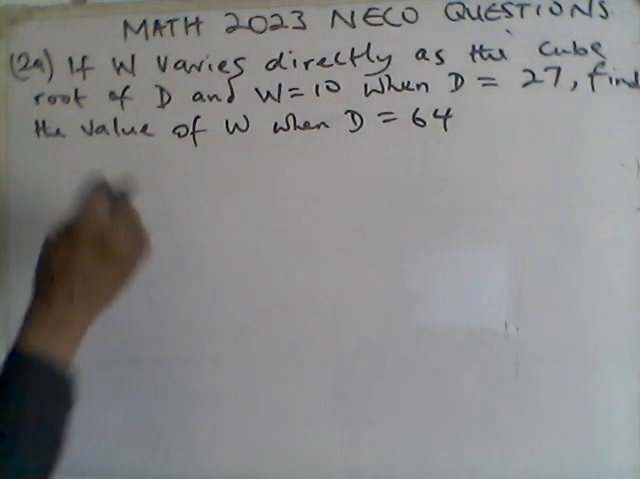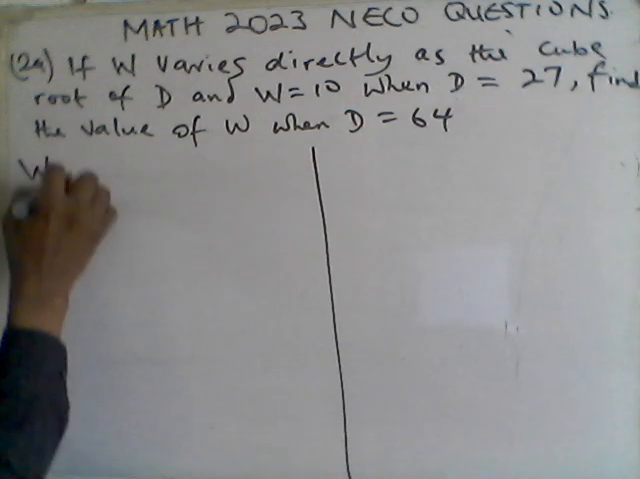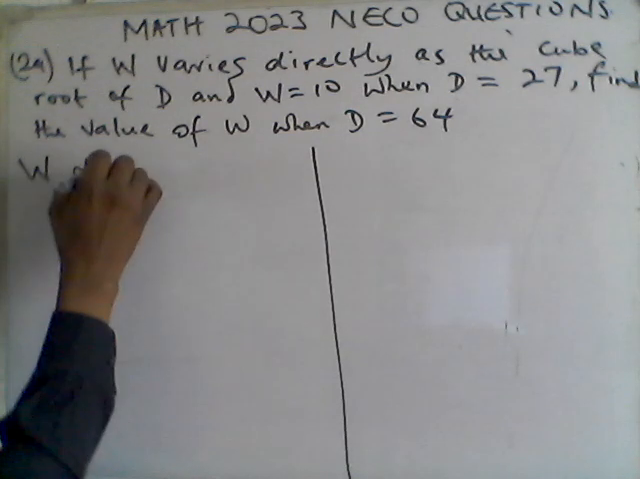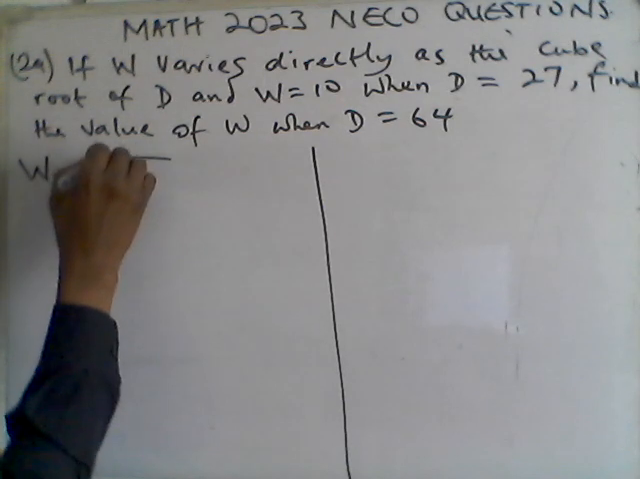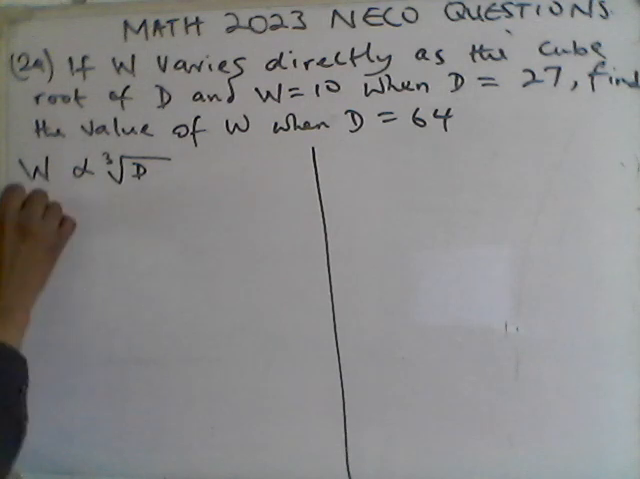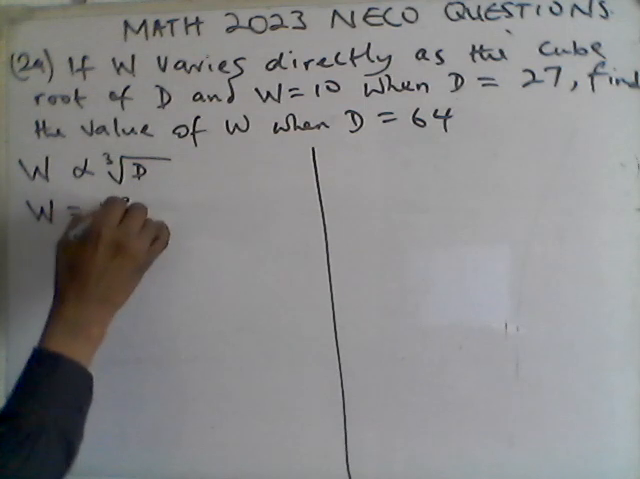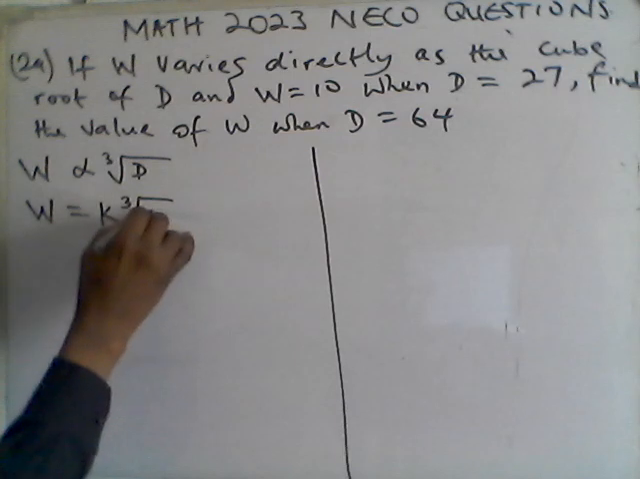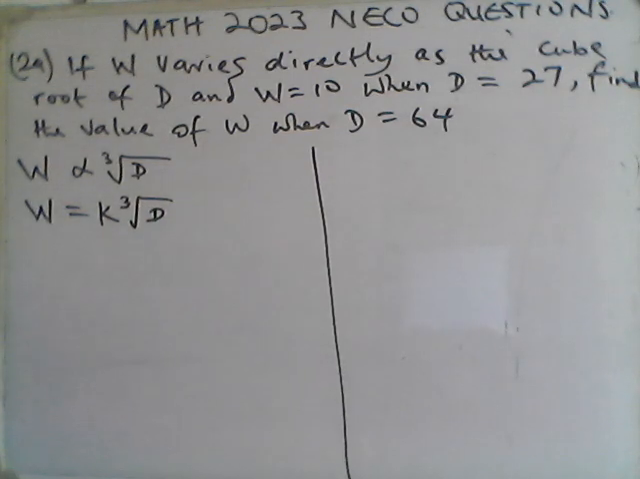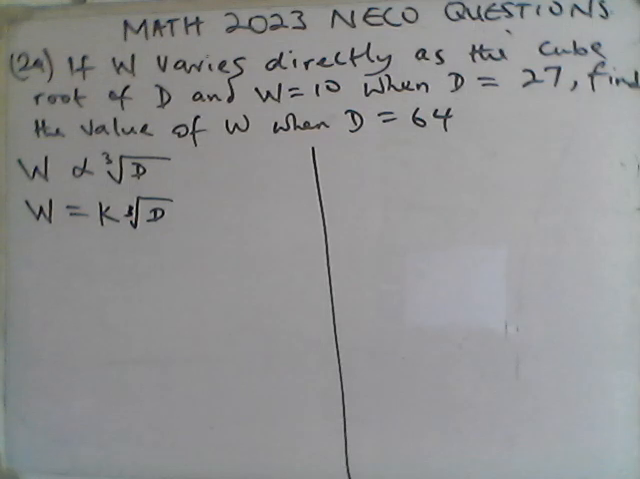So the first thing to do is to write out the formula for direct variation. Let me divide the board into two. So I have w varies directly as the cube root of d. Understand? So by the time I remove the proportionality sign, I introduce my constant and put the equals to. So w is equal to k times the cube root of d. This is not square root, just cube root. Very good.